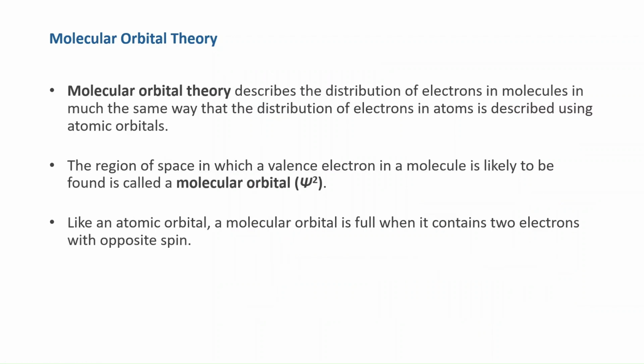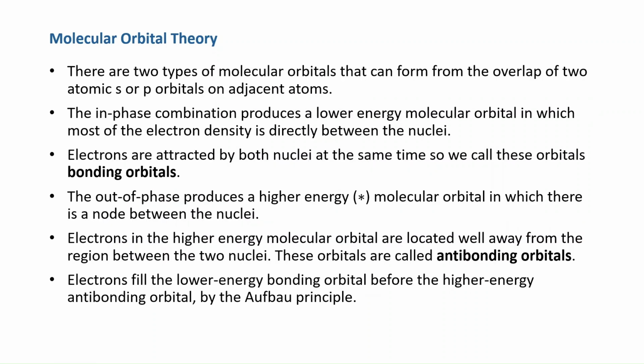So the molecular orbital theory is going to distribute the electrons in the molecules very similar to how we did it in the atoms, but this time instead of atomic orbitals, we're going to be talking about molecular orbitals. A molecular orbital is a region of space in which you can find a valence electron. But this time it covers more than just an atom, and it's again represented by a wave function. And a molecular orbital is also full when it contains two electrons with opposite spin. So far, other than this, at the molecular level, you don't see any difference.